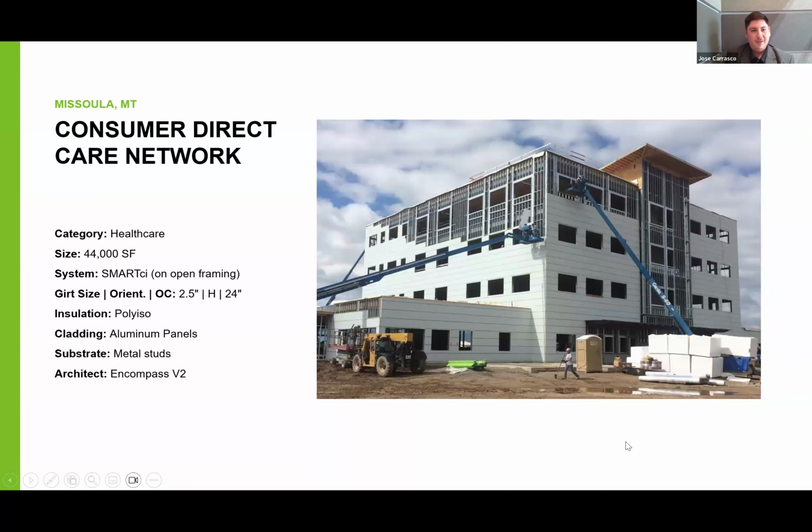And another healthcare facility in Montana. This is using the Smart CI on open framing with 44,000 square feet of project here using the polyiso rigid board installation. Again, all custom routed to the exact specifications of the girt in our manufacturing facility in Michigan.